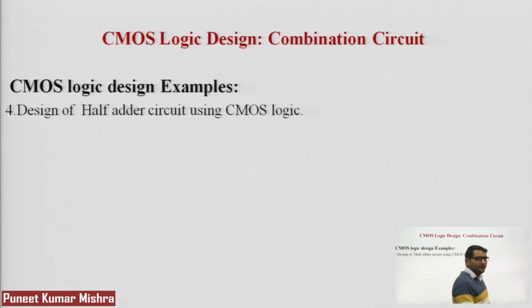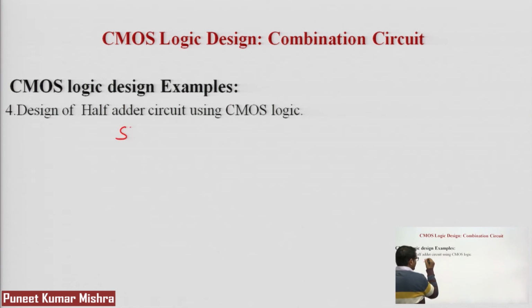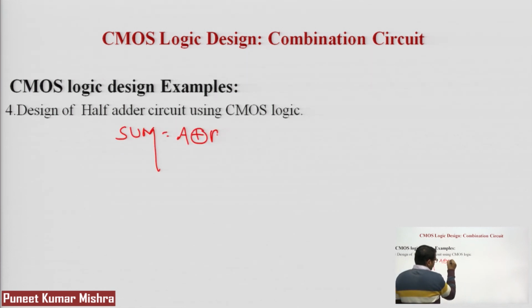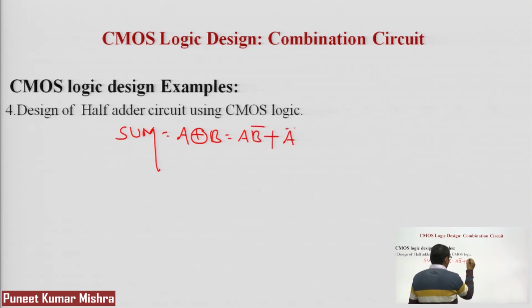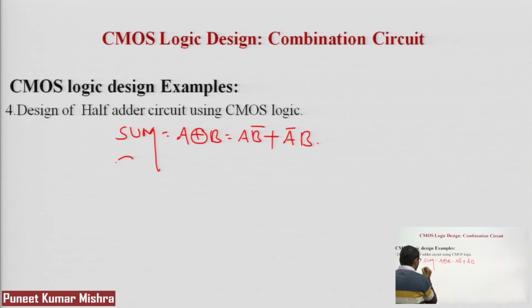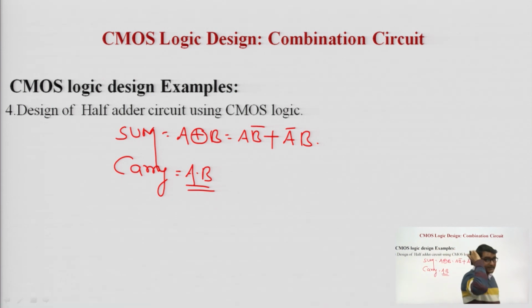Now next, full adder and half adder. For the half adder, sum becomes A XOR B, that is A B bar plus A bar B, and carry will come as A dot B. So this is the simplest Boolean function we can easily design with the CMOS logic design.